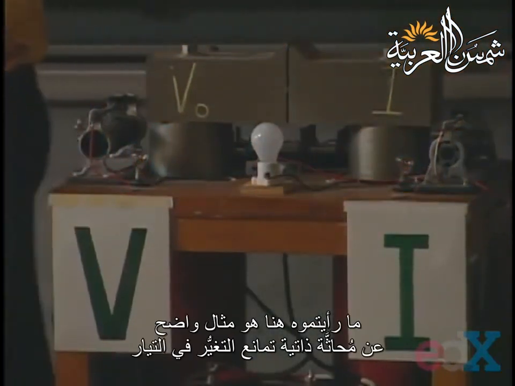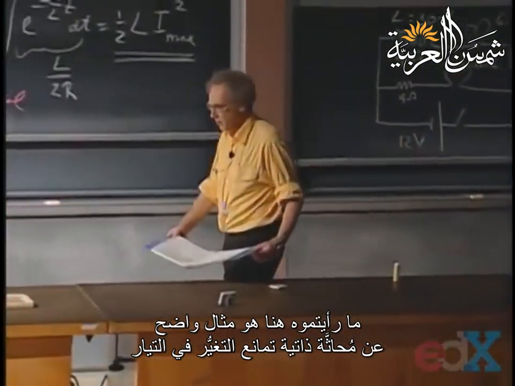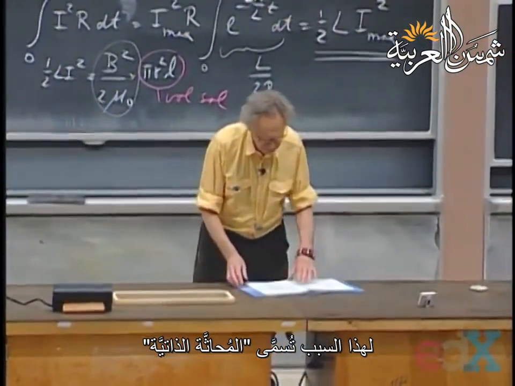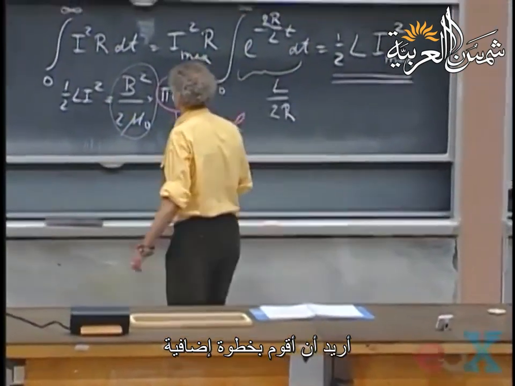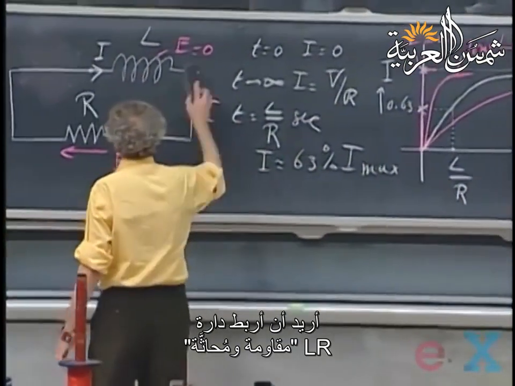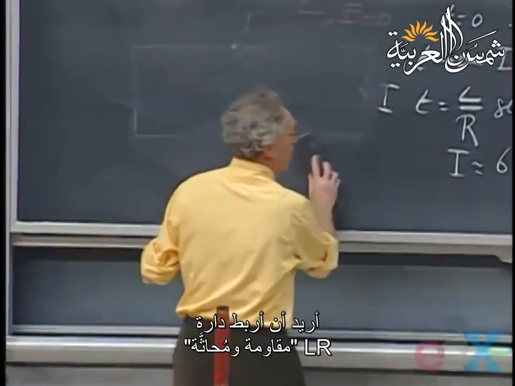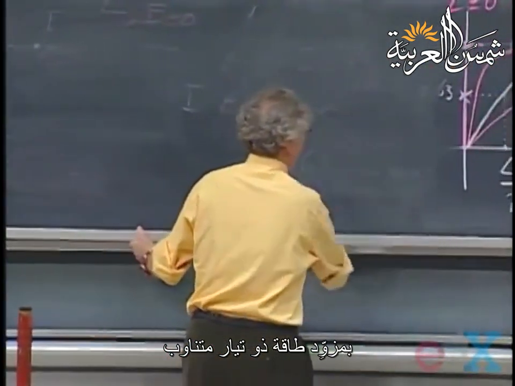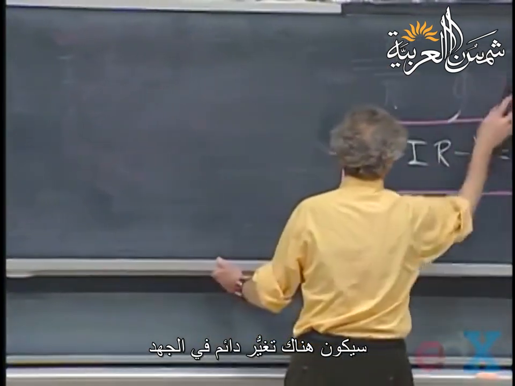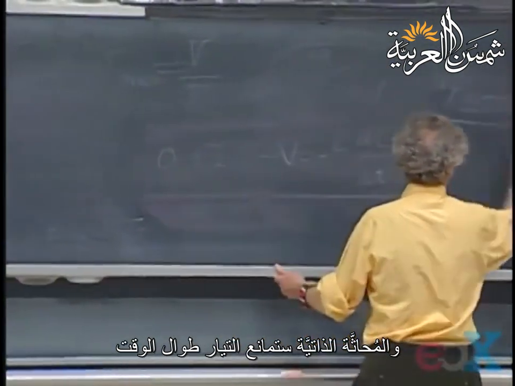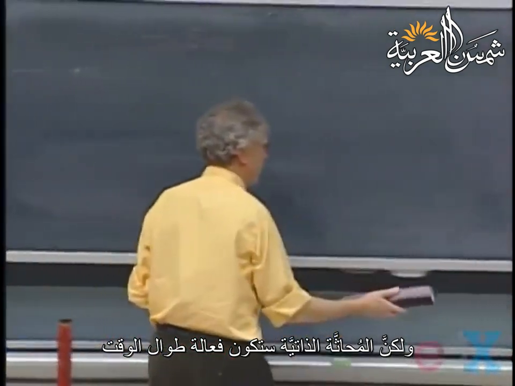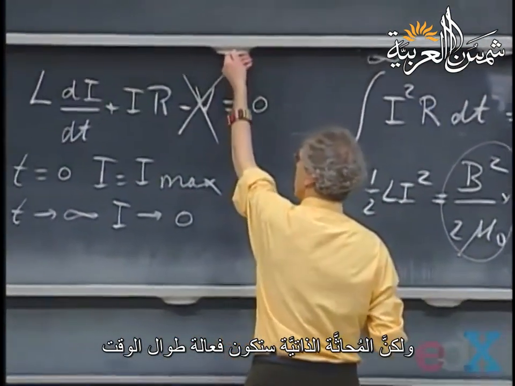So what you're seeing here is a remarkable example that the self-inductance is fighting the change in current. That's why the name self-inductance is so nice. Now, I want to go one step further, and I want to power the LR circuit with an AC power supply. If you have an AC power supply, the voltage is changing all the time, and of course the self-inductance is fighting back all the time, not only in the beginning, as you saw in this circuit, but now it is active almost all the time.